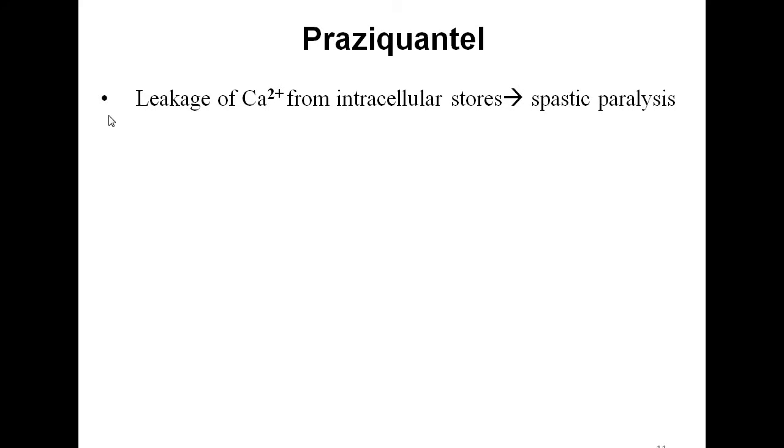Praziquantel, very rarely used, just for completion's sake we will mention it. The mechanism of action of praziquantel is it causes leakage of calcium from intracellular stores. The muscles of the worm go into a spasm and results in spastic paralysis. So the worms and the encysted larvae are also killed.